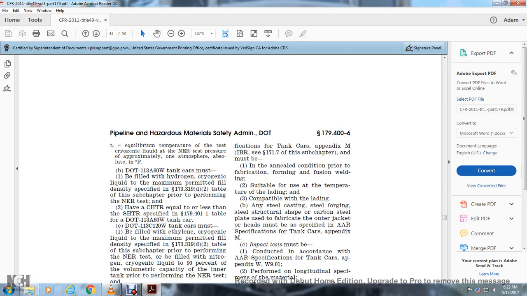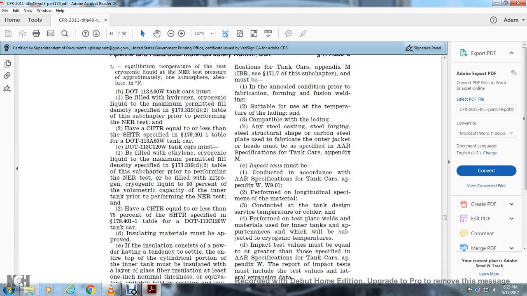Table of the subchapter, prior to performing normal evaporation testing, should have the CHTR equal to or less than SHTR specified in section 179.401 table of DOT 113A60W tank. DOT 113 and 113C120W tank must be filled with ethanol cryogenic liquid, maximum permitted with the fill density with the 173.319(d)(2) with the table subchapter prior to performing normal evaporation testing. Available with nitrogen cryogenic liquid at 90% of the volumetric capacity.